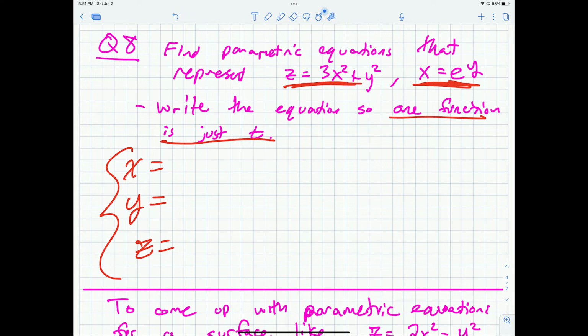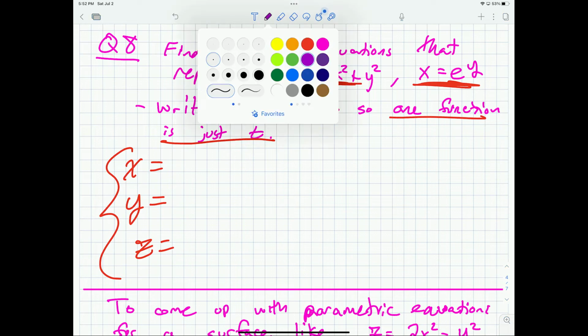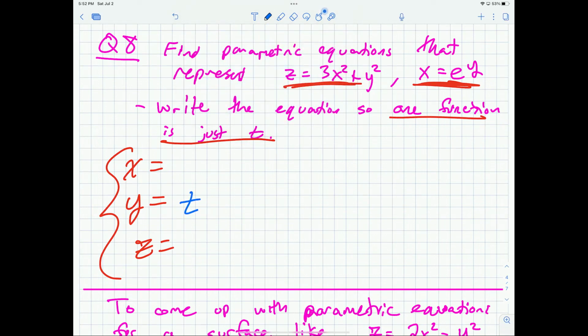What you do is you say, okay, well, in order to write z, you need x and y. In order to write x, you need y. So x needs y. So what if we just do this? So you just say, well, what if I just use y equals t? What happens if y is just t? Okay, if y is just t, then this right here is going to become x equals e to the t, right? So you just say x is e to the t. And now you've got x and y.